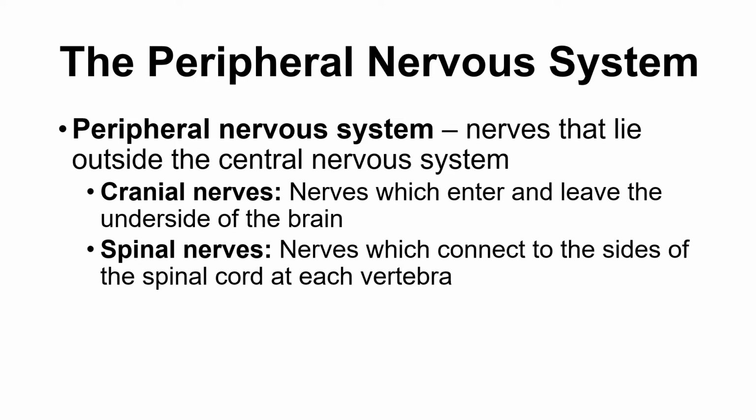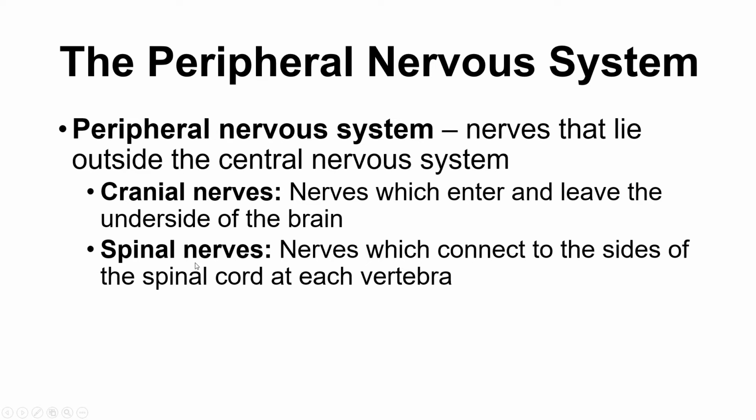Okay, so if we're going to talk about the peripheral nervous system, let's define what we're talking about. This is basically all of our nerves that lie outside of the central nervous system. So it's everything that we haven't talked about already. We have two different categories of nerves that we can talk about. We already mentioned our spinal nerves, the ones that are coming out of the spine. Once they've left the spine, that's when we start thinking about the peripheral nervous system.